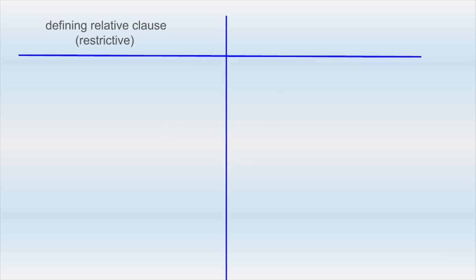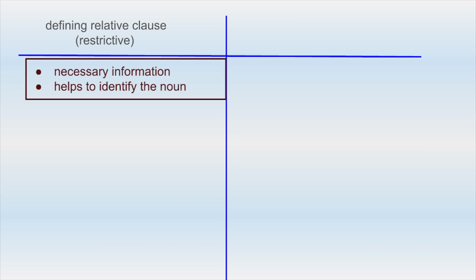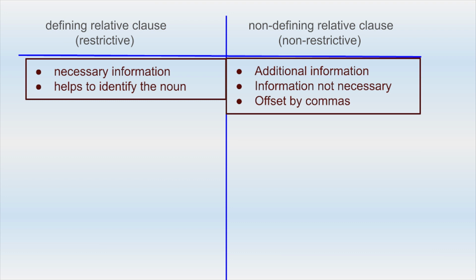Defining relative clause is also called restrictive clause. It provides necessary information and helps to identify the noun. Non-defining relative clause, also called non-restrictive clause, provides additional information, but that information is not necessary. It can be omitted from the sentence.